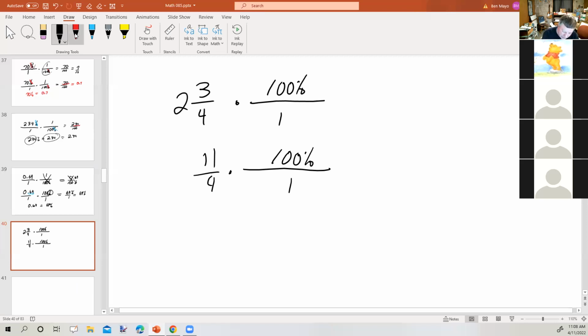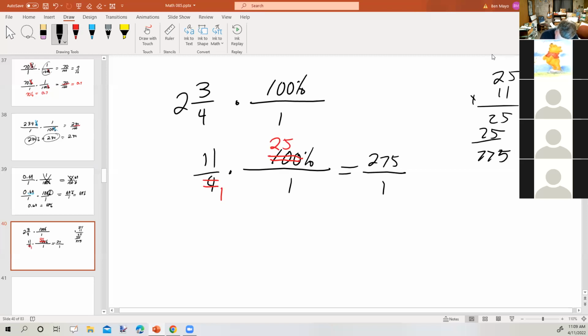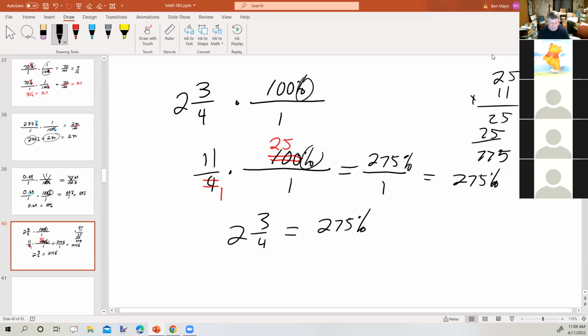Okay. Well, now I can pre-reduce. 100 divided by 4 would be 25 over 1. Okay with that? So now, let's see, my denominator is 1. My numerator is 25 times 11, which is 275. And 275 percent, right? Don't forget the percent. Over 1 is just 275%. So 2 3/4 is 275%.